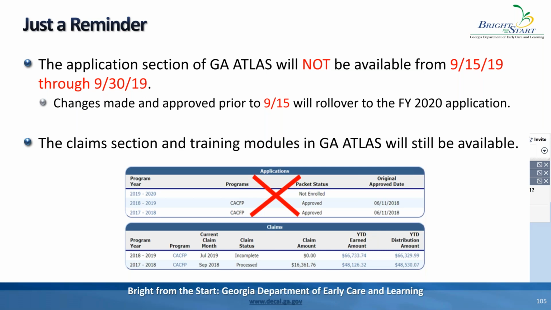Okay, if you see here, the application section of Georgia Atlas will not be available from 9:15 to 9:30. Changes made and approved prior to 9:15 will roll over to the fiscal year 2020 application. The claim section and the training modules in Georgia Atlas will still be available, but your actual application will not be available during this time. So you can still submit your claim for your funding as well as do the training. Those are still available, but nothing going into the management plan, the budget, all of that will not be available at that time.